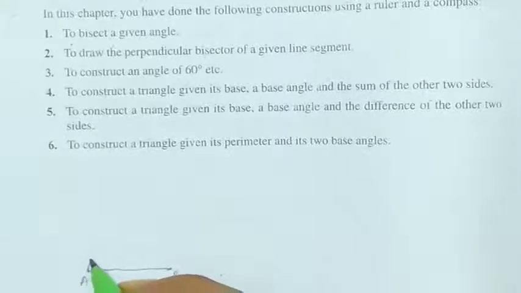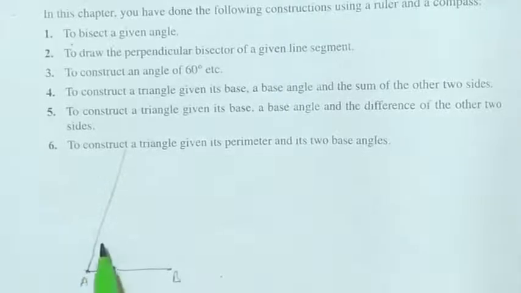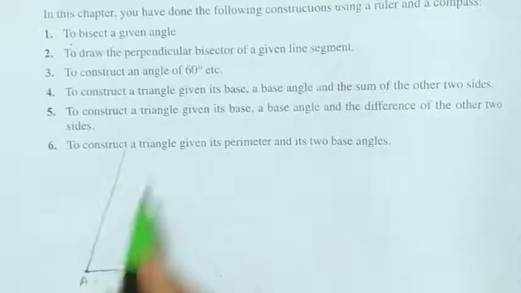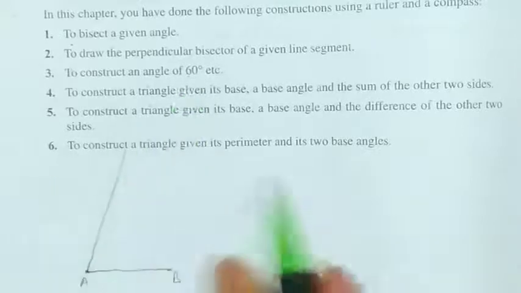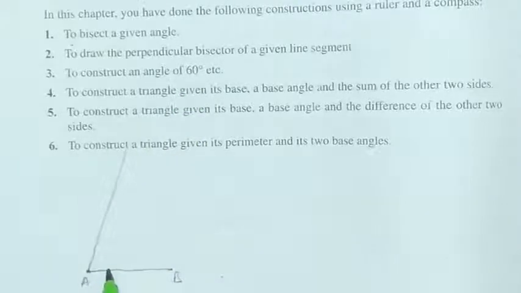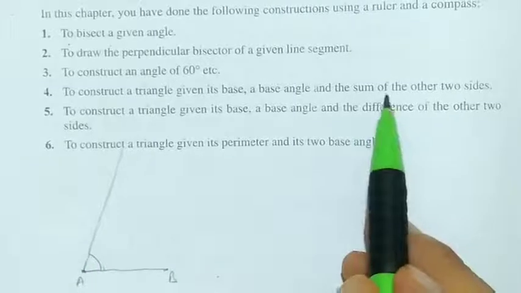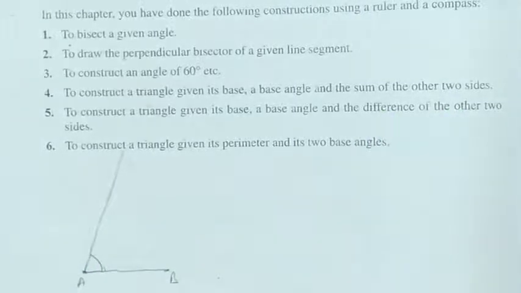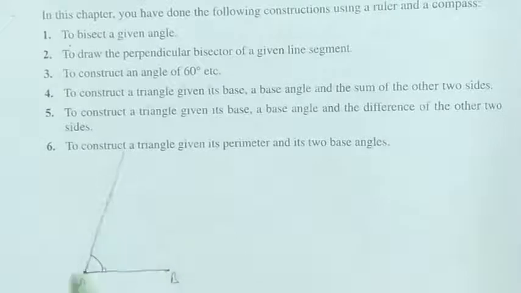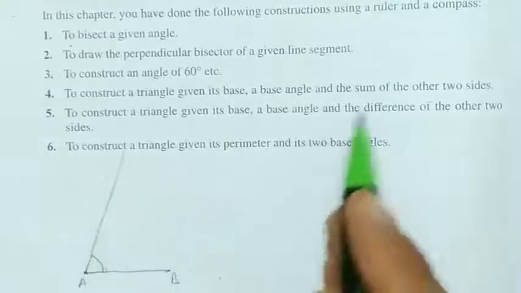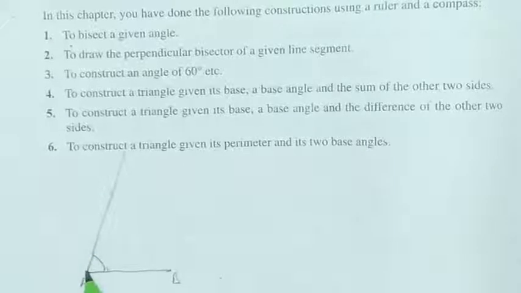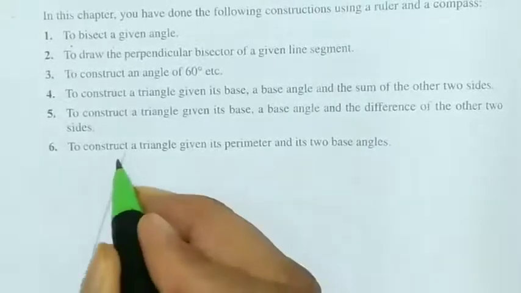Let's say angle A is given, so you have to draw this angle using your ruler and compass, as I mentioned for the 60 degree and 90 degree. First you will draw this required angle, and then the sum of the other two sides is given. One is this base and the other two sides of the triangle, whose sum is given. Then you will cut an arc from here, the sum of these two sides.